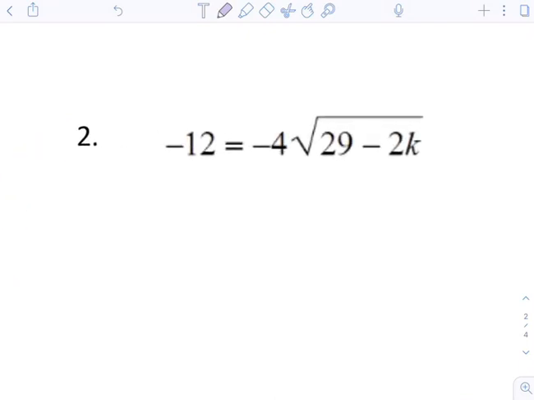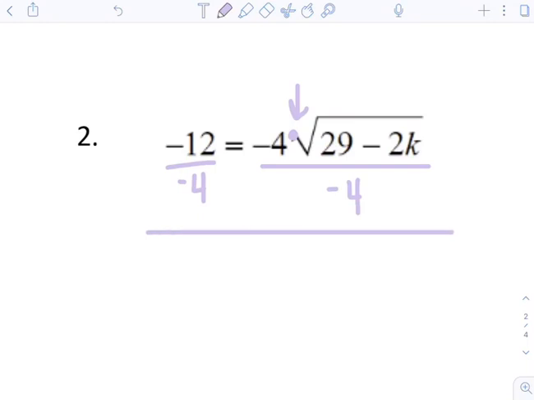Okay, number 2. So I have something outside of my radical that I need to get rid of. It is not being subtracted from my radical. Think of what's the operation in between these two. That's actually multiplication. Well, how do you get rid of something that's being multiplied? You divide. So I'm going to divide both sides by -4. And so I get positive 3 equals the square root of 29 minus 2k.